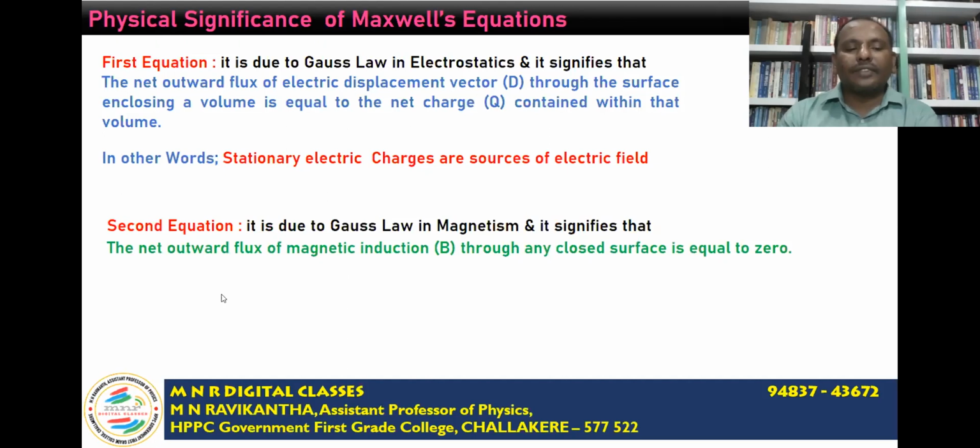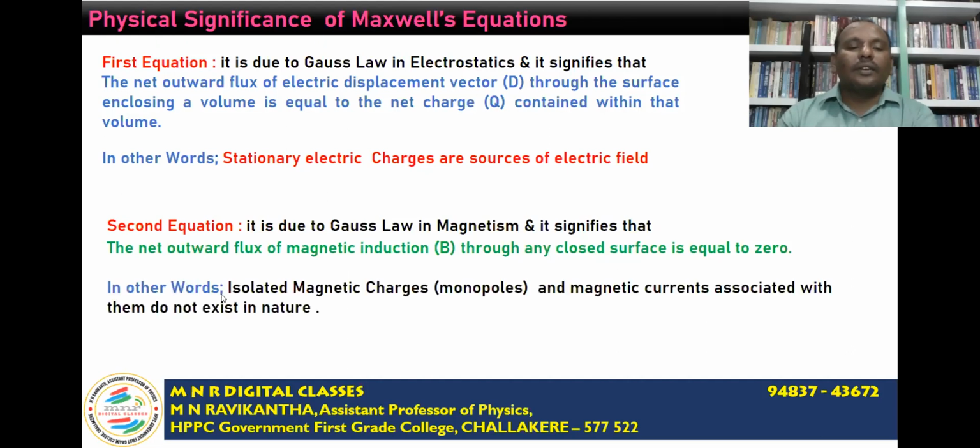This is the significance of the second equation. This is due to Gauss's law in magnetism, and it signifies that the net outward flux of magnetic induction B through any closed surface is equal to 0. In other words, isolated magnetic charges, that is monopoles, and the magnetic currents associated with them do not exist in nature.